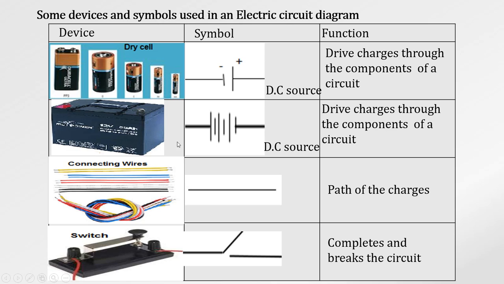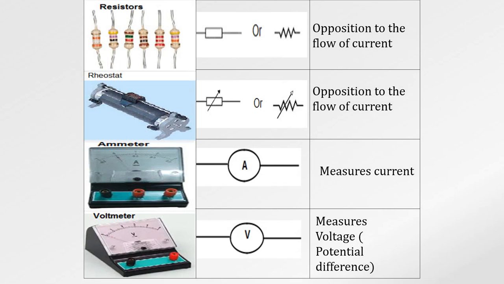These are the transmission lines to provide the path of the charges. The switch completes and breaks the circuit, turns it on and off, or lets the current flow and not flow. Then we have the resistors. These ones we've talked about. This is the symbol for fixed. This is the symbol for variable. Now, a variable resistor, like a rheostat, has an arrow crossing it.